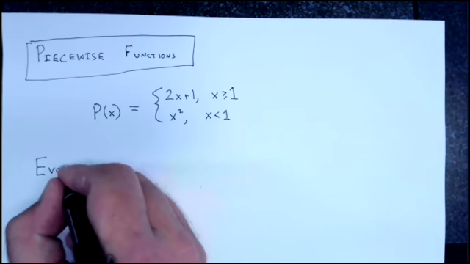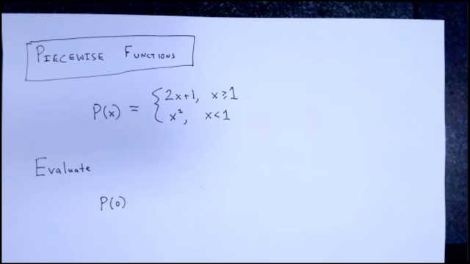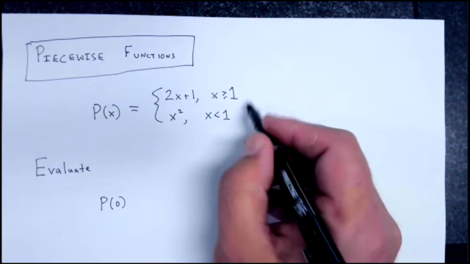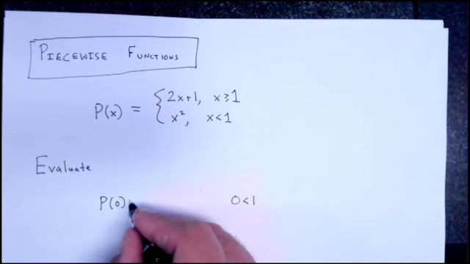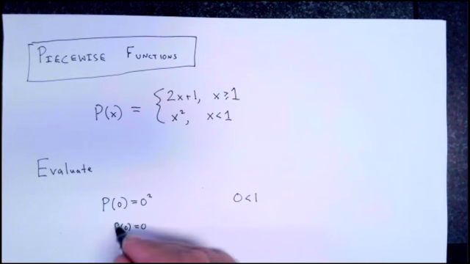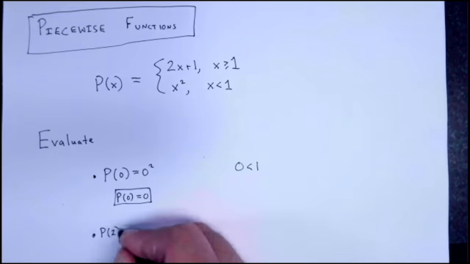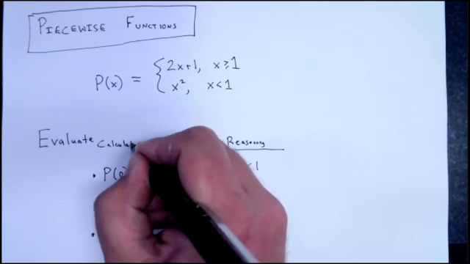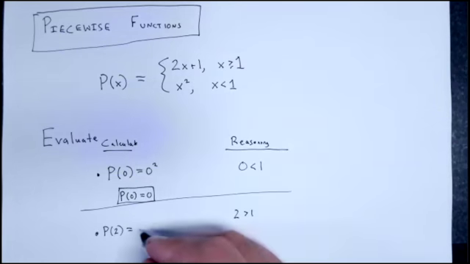So we can evaluate some of these things. We can evaluate p of 0. We have two possible rules. We need to know, am I greater than or equal to 1 or am I less than 1? So which of these two do I need to use? Yeah, 0 is less than 1. So we will use the x squared rule. So 0 squared is 0. So p of 0 is equal to 0. What about p of 2? Yes, 2 is greater than 1. So I would be using the 2x plus 1 rule.